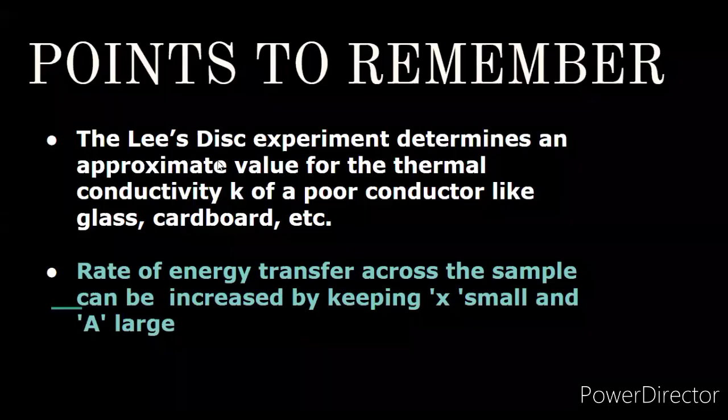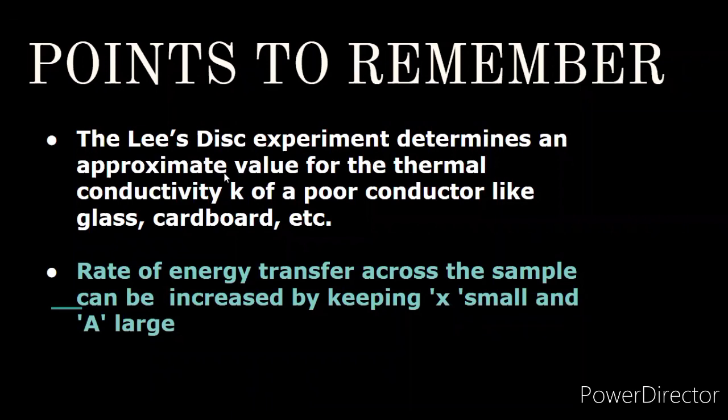Here are some points to remember. The Lee disk experiment determines an approximate value for the thermal conductivity K of a poor conductor like glass, cardboard, etc. The rate of energy transfer across the sample can be increased by keeping X small, where X is the thickness of the sample, and A large. A is the area of the Lee disk.